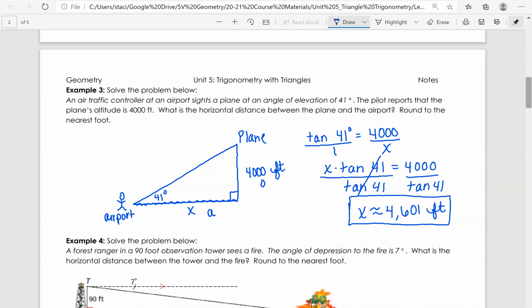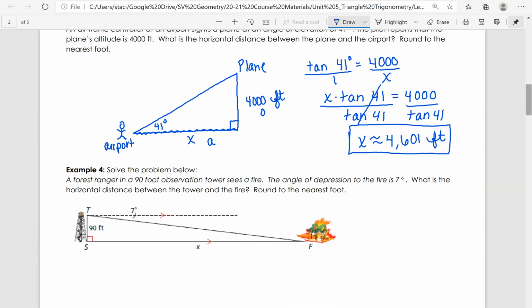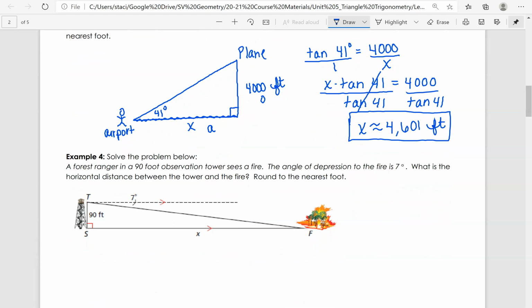All right, so we're going to do one more. This last one is where, as I mentioned earlier, sometimes your angle of elevation or depression may not be inside your triangle, but you can use the fact that you have a pair of alternate interior angles to bring the angle that's outside the triangle into the triangle. In this last example, a forest ranger in a 90-foot observation tower sees a fire, and the angle of depression to the fire is 7 degrees.